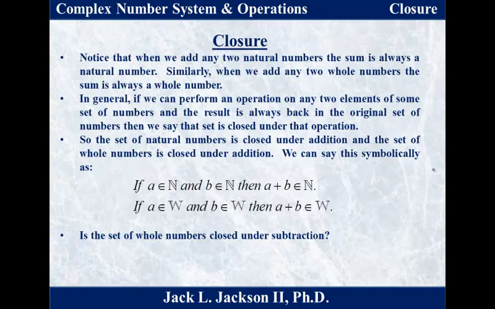Symbolically, we can write it this way, and we read it like this. If A is an element of the set of natural numbers and B is an element of the set of natural numbers, then A plus B is an element of the set of natural numbers. If A is an element of the set of whole numbers and B is an element of the set of whole numbers, then A plus B is an element of the set of whole numbers.